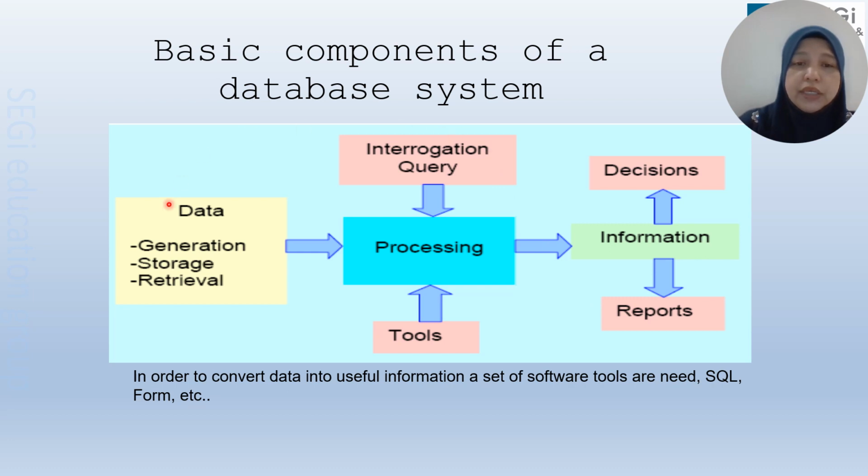All right, so these are the basic components of a database system. You have data, you have the processing, and of course you have the information. Information can be termed into two: you can produce reports, and you can also produce decisions. Data is where you start, with generation or collection of data, storage of the data, as well as the retrieval of the data for processing. During the processing stage, some tools may be needed, and some queries may need to be executed.